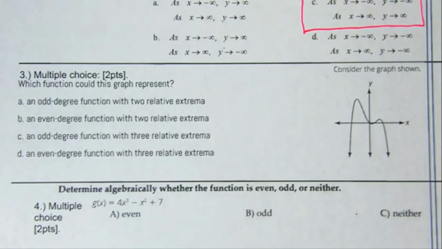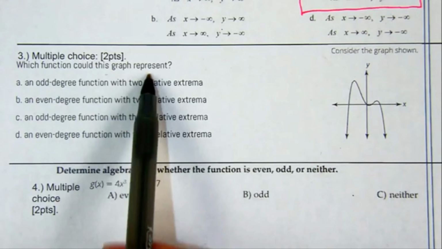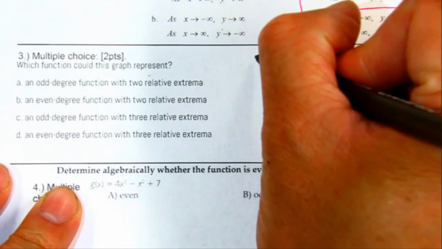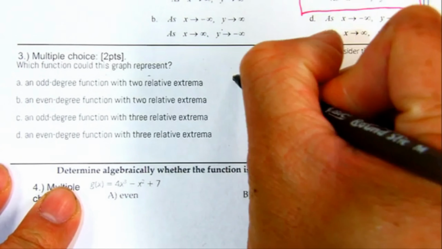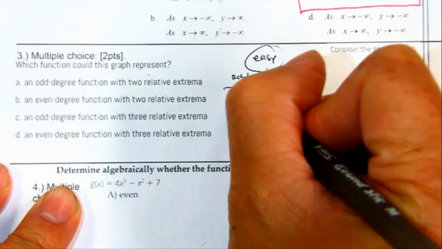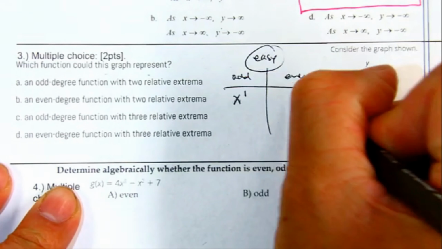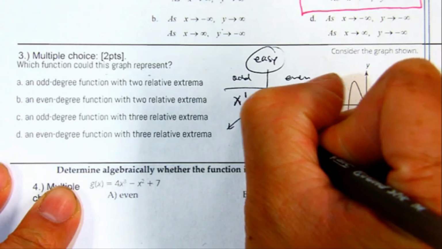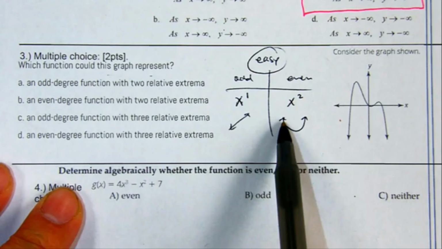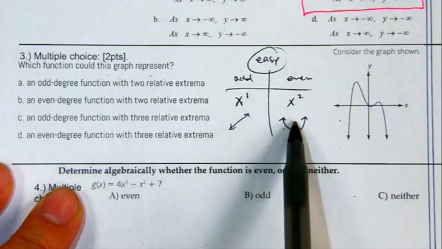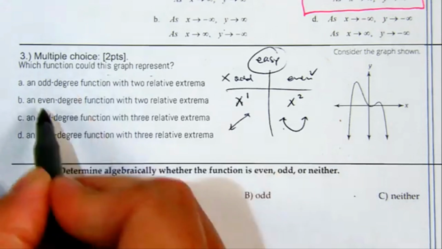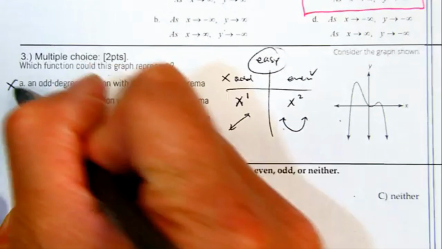Which function could this graph represent? Remember, look at your easiest ones. Easy. You have an odd, and you have an even. What are they? X to the first, X to the second. And that's what your graph looks like, right? So both arrows are pointing in the same direction, so I know it's going to be an even, not an odd. So evens, that means it's not these two.